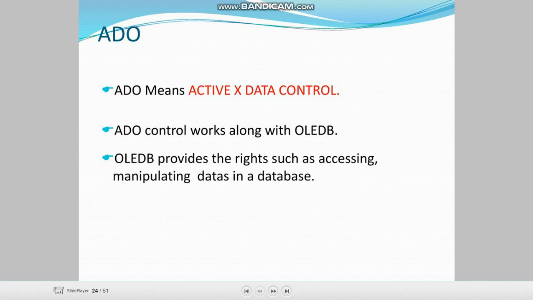Data controls are of three types: DAO controls, ADO controls, and RDO controls. DAO controls we already discussed. In this session we are going to discuss the ADO controls. RDO means remote data objects; if you are working in a network to access the data, we have to use those controls. Now we have to see what the ADO control is and how we have to work with it.